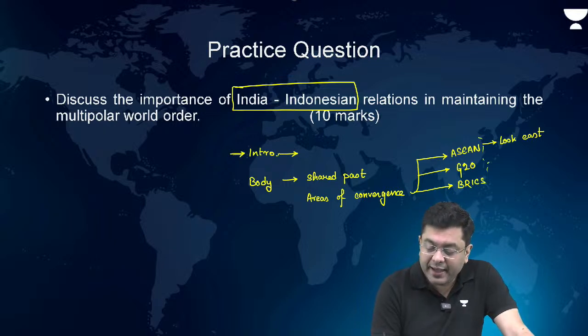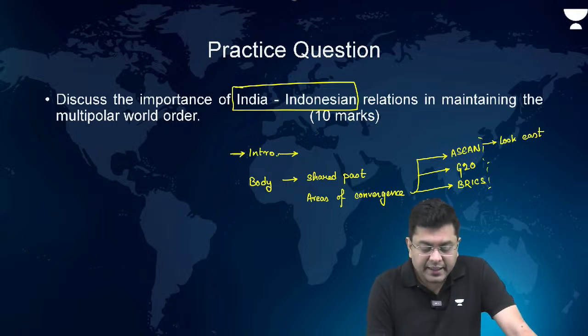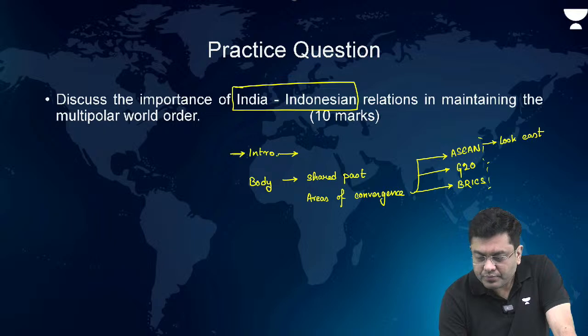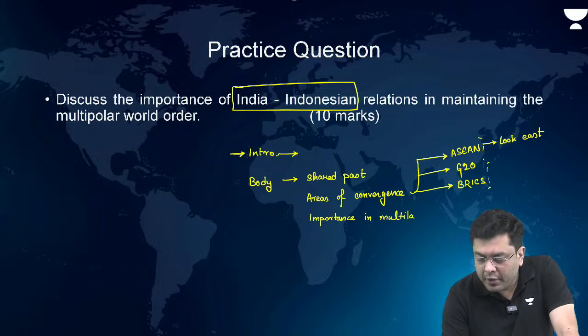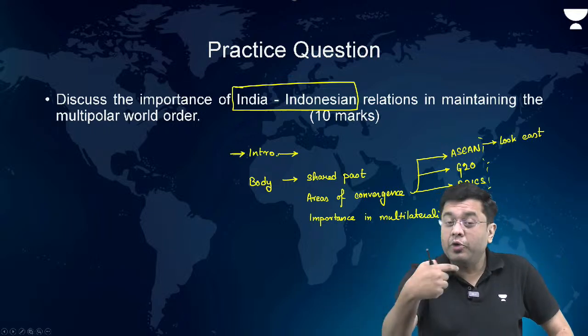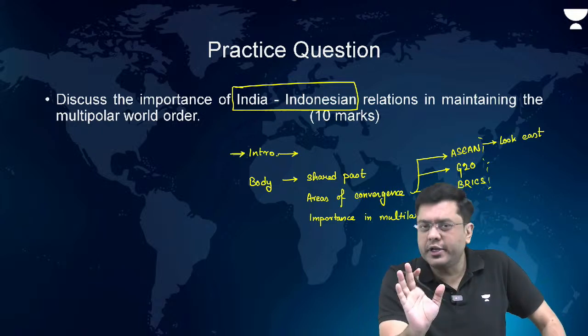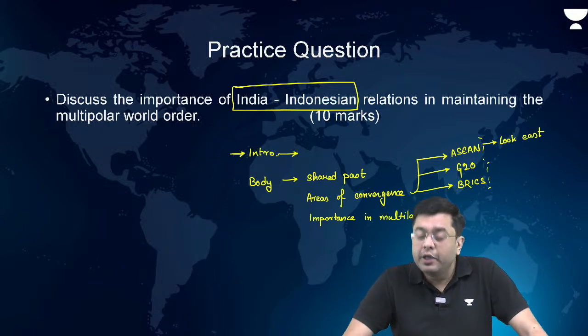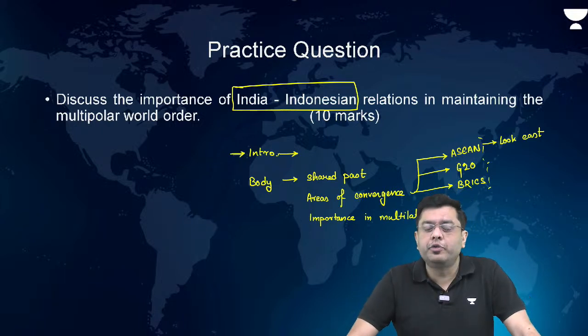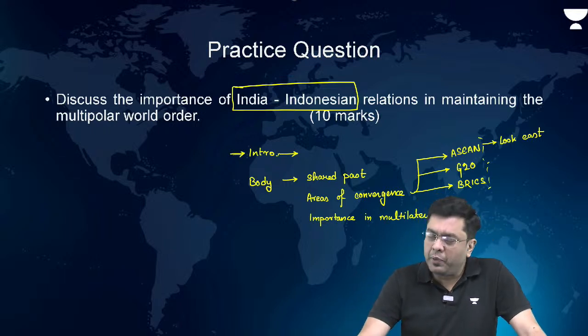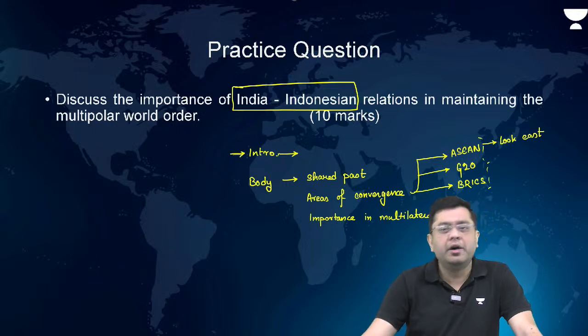So we are partners in multiple of these forums, right? Then after that, you talk about the way forward or the importance in multilateralism. What is the importance in multilateralism? And there you can also talk about the shared history about NAM, Bandung Conference, that how India and Indonesia were not interested in joining any of the superpower blocs. So that charts a way for the future as well, where the world is again turning bipolar between US and China. That charts a way forward.